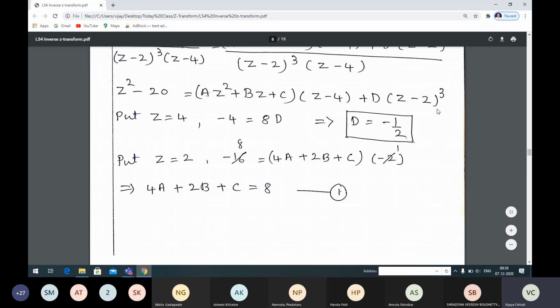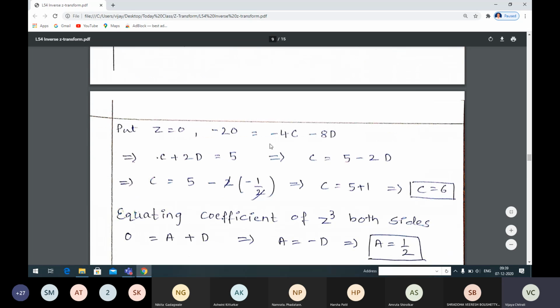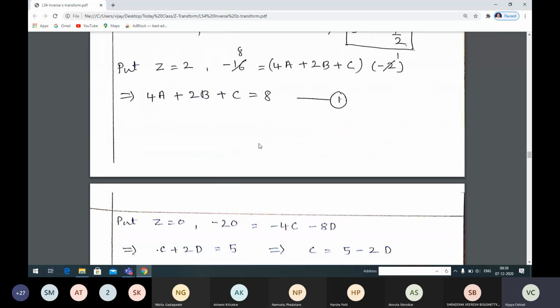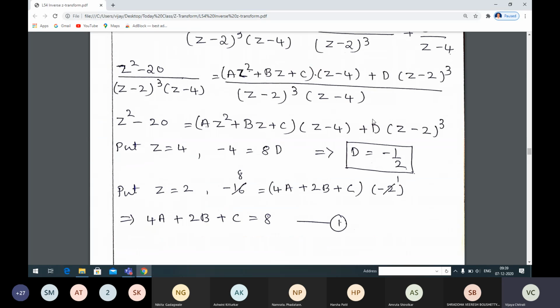Minus 2 raised to 3 is minus 8. So minus 4c minus 8d, right? Minus 20 is equal to minus 4c minus 8d. Once again, I'll explain here. In place of z, substitute 0. 0 square is 0. 0 minus 20 is minus 20, is equal to z0, z0.